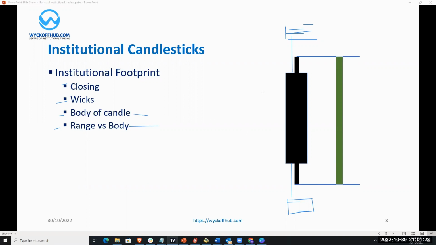The body of the candle is this one, whether blue or green, the wick, and the closing. So these are four things. If you try to understand each candle, you can understand. So this is the very, very basics of the institutional techniques and behavior. There are lots of other things, but this is just to start with the basic concepts.